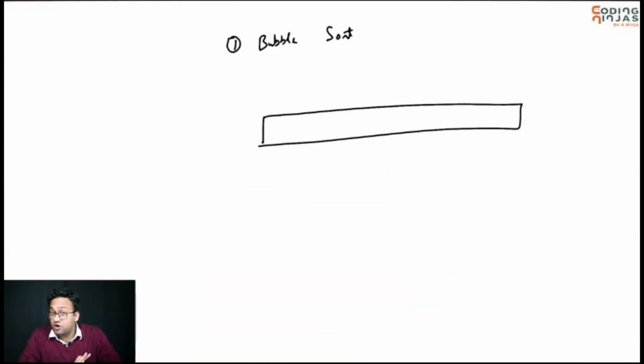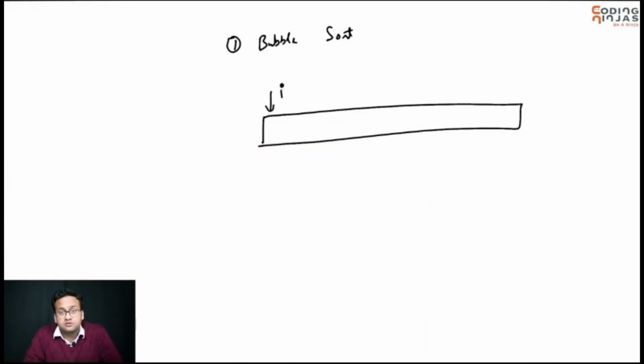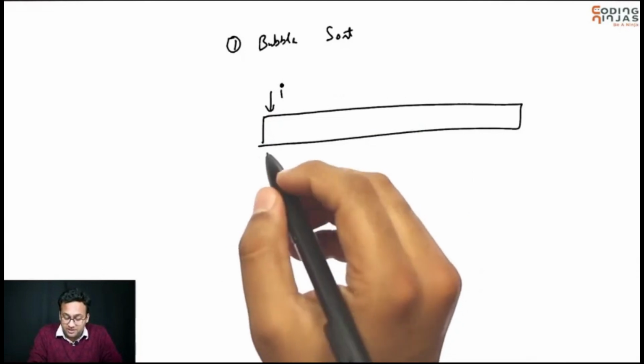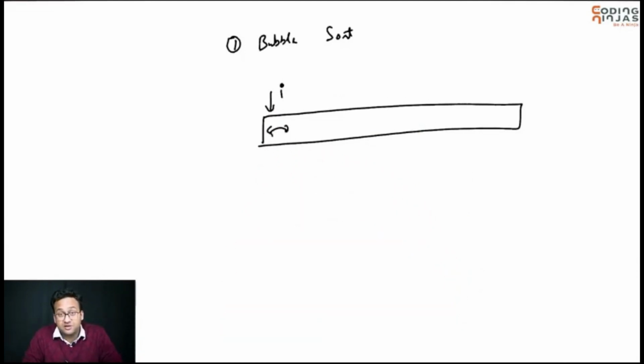This space does not count in my space complexity. So I'm talking as if I am the algorithm. As bubble sort, I'm given an array, so that array is not part of my space complexity. Now I need to maintain this i, which is where I am right now. Then I compare i and i plus 1 and swap if required.